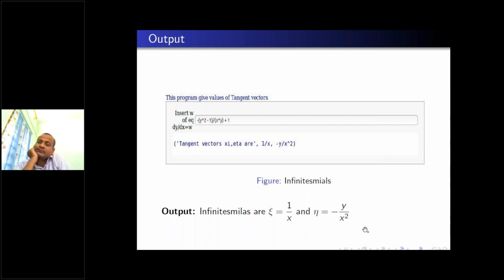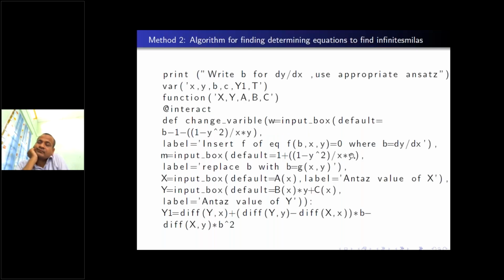After finding these infinitesimals, we'll use the algorithm again to find the value of r and s. This algorithm searches the infinitesimals for the given ODE from a set of 71,288 different pairs of xi and eta. But in some cases, if the values of xi and eta are not found by this first algorithm, then we have the second algorithm.